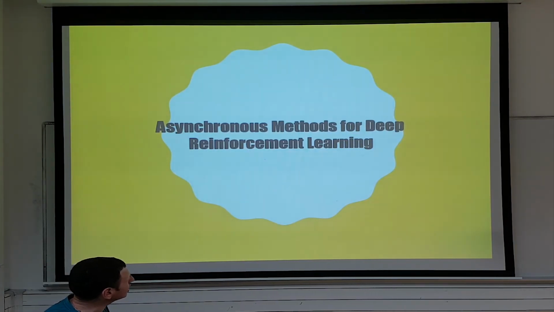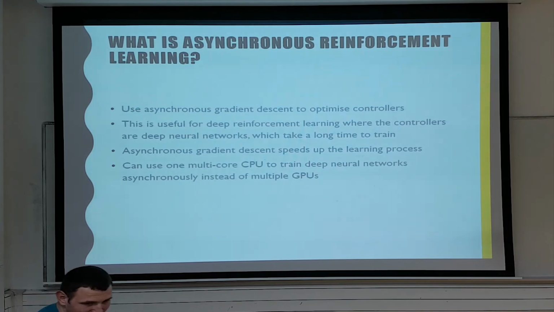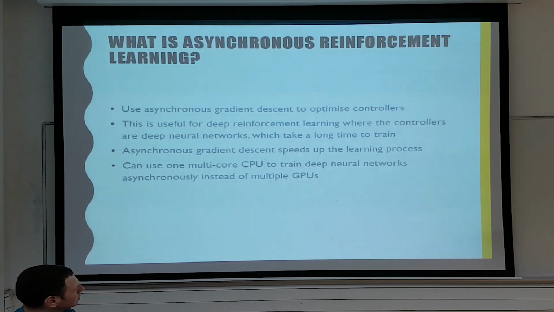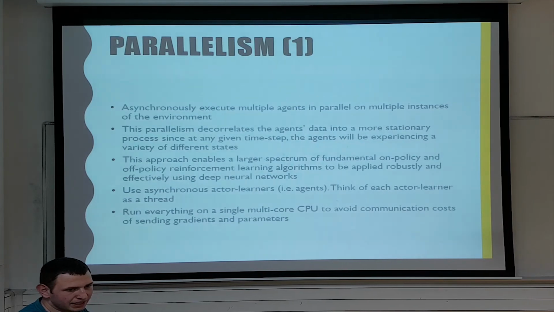Asynchronous methods actually work better. When you use asynchronous gradient descent to optimize controllers, it's very useful for deep learning algorithms where the controllers are deep neural networks, which take a long time to train. Asynchronous gradient descent speeds up our learning process, and we can use multi-core GPUs and CPUs to train it. We divide our data across a few devices, so parallelism works.